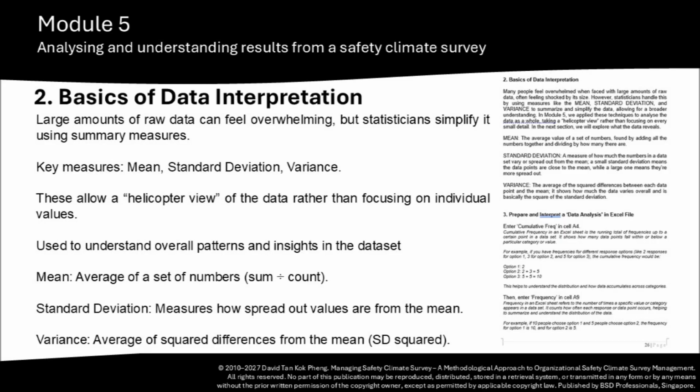If it is large, the values are more widely spread. The variance is closely related to standard deviation. It is the average of the squared differences from the mean and shows the overall level of variation in the data. In fact, variance is essentially the square of the standard deviation. Together, these three measures help us interpret large datasets more effectively and form a clearer understanding of the results.